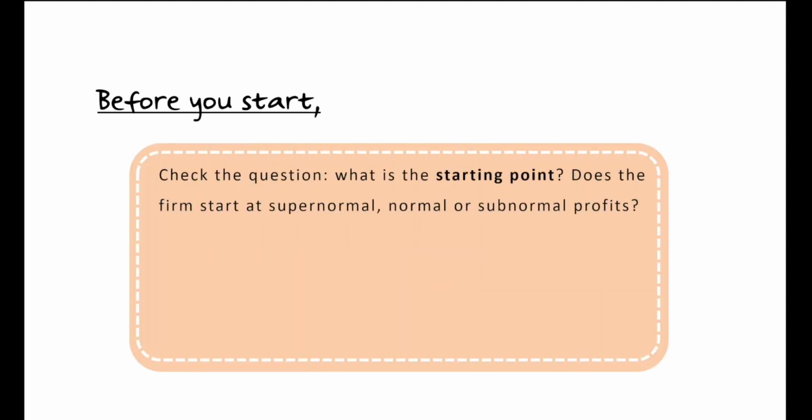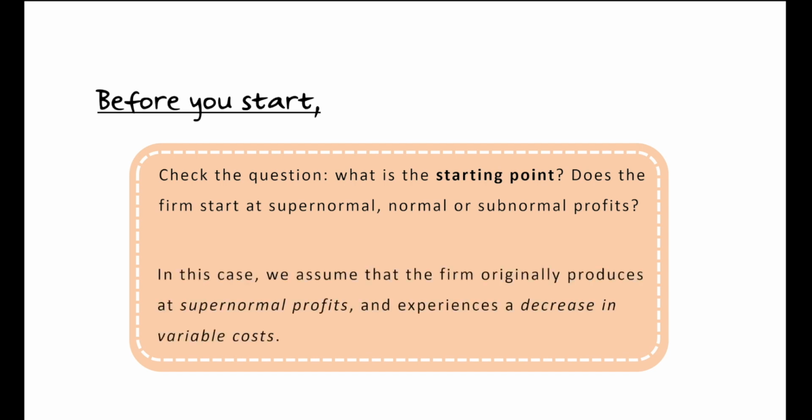So before we start, think again. What is the starting point? Is it supernormal, normal, or subnormal profits? Here we assume that the original point is supernormal profits, and the scenario is that it experiences a decrease in variable costs, which is again a happy thing. Okay, as mentioned earlier, when variable costs change, both the MC and AC shift.